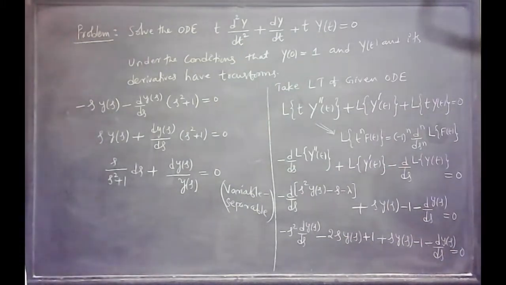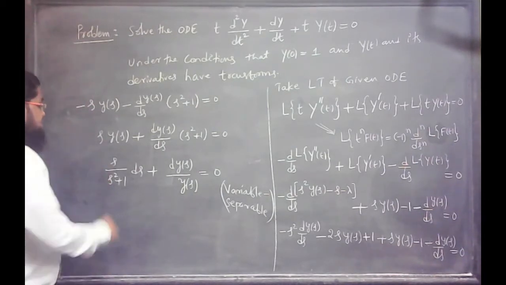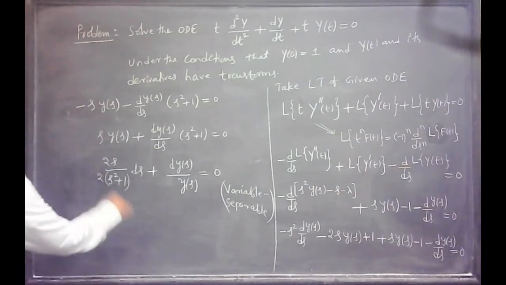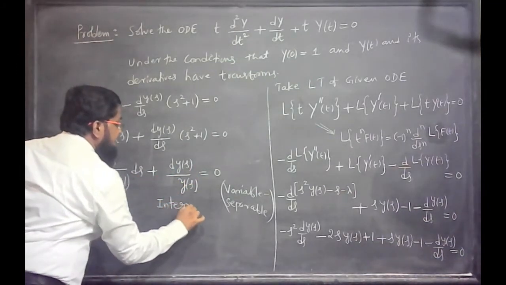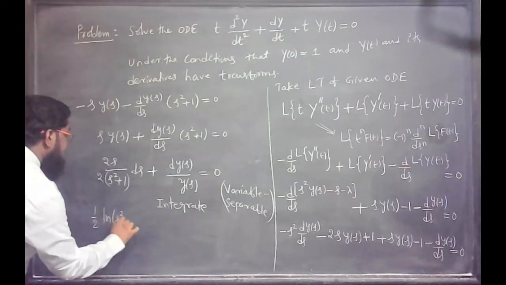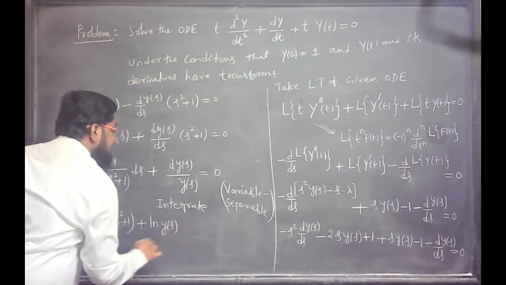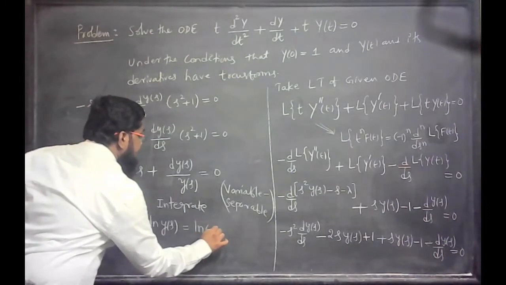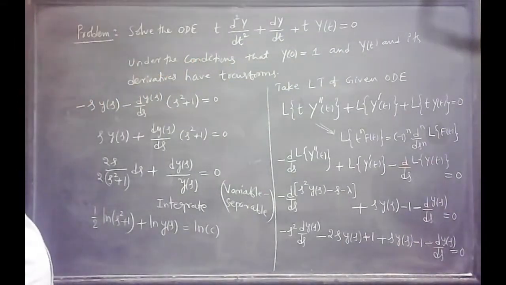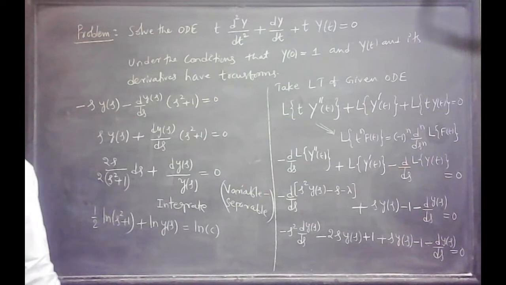So when we integrate here, s divided by s square plus 1 is there. If I differentiate this, 2s will come. That means better you put 2 here and 2 here. Okay. Then if I integrate this, the answer will come as 1 by 2 into ln of s square plus 1 plus ln y as a function of s is equal to ln of some constant, say integration constant. C is the integration constant that needs to be determined, but with the condition that we can do later.